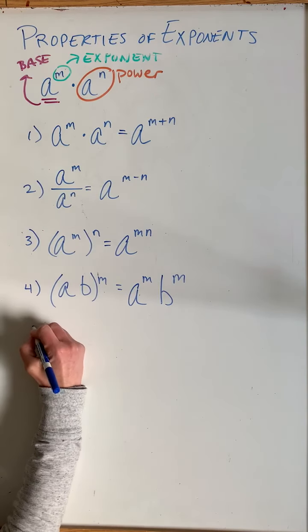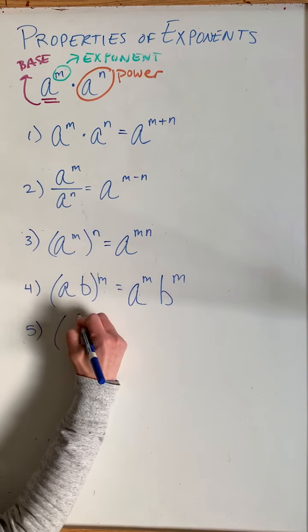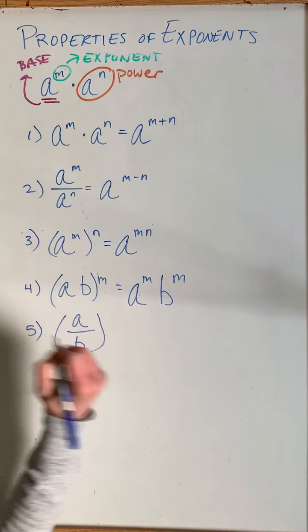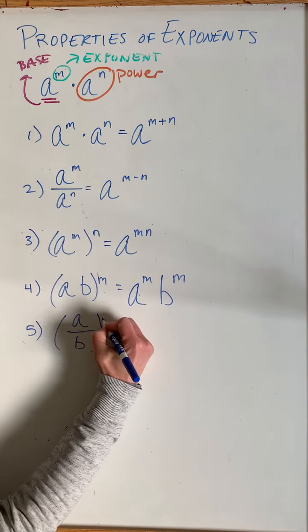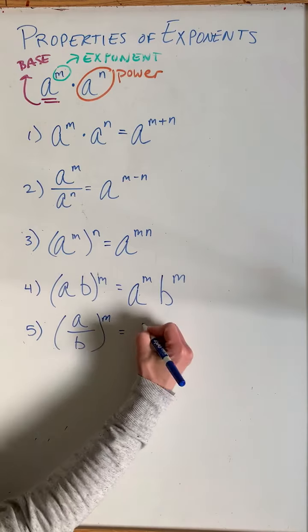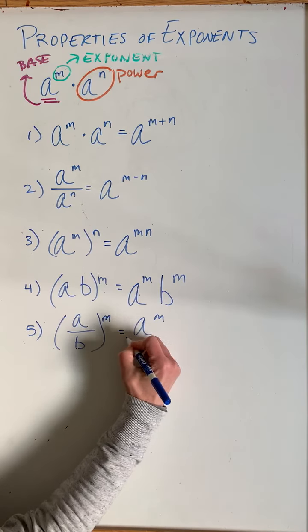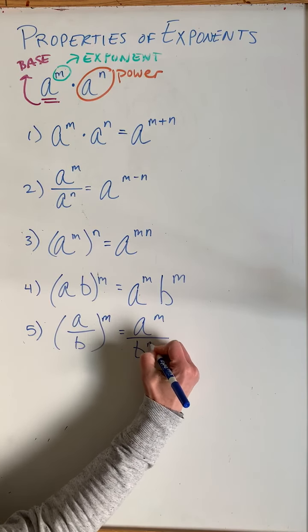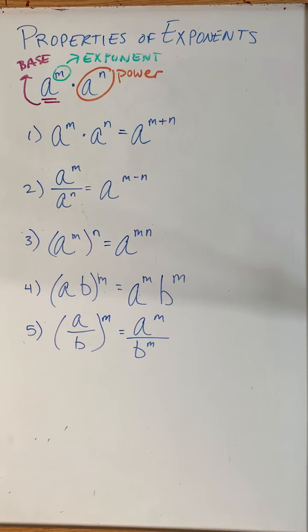Okay, the same also works if you are dividing. So if you have a divided by b, to the m, then we can separate that as both a to the m in the numerator and then b to the m in the denominator. So it works for both multiplication and division. You're just going to raise everything in the parentheses to that power.